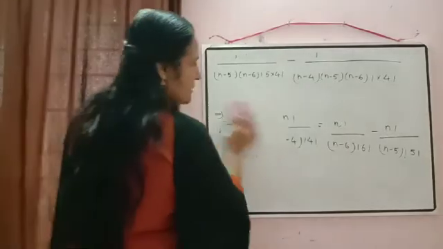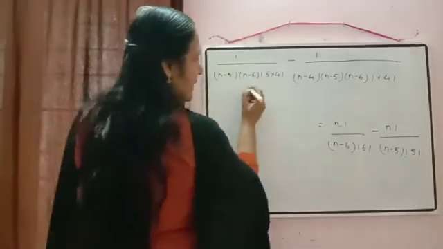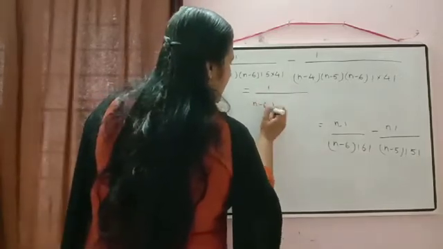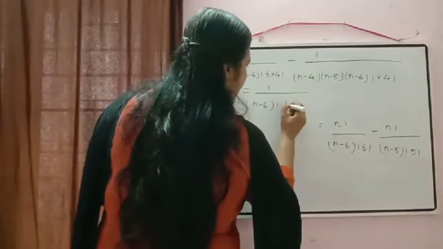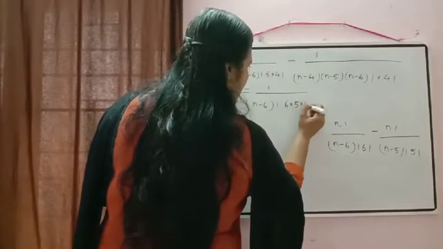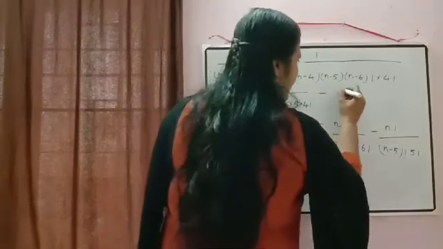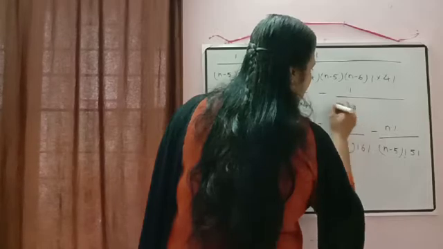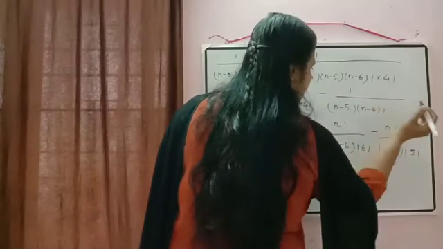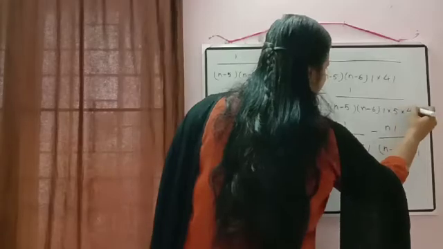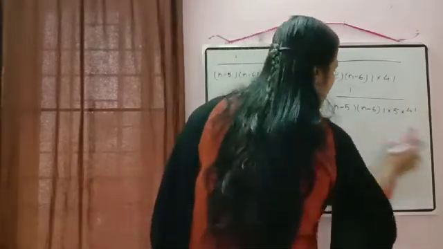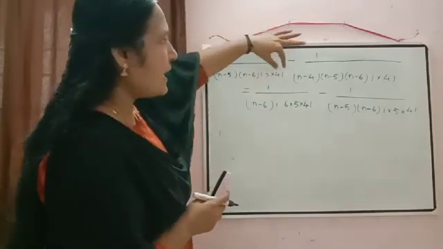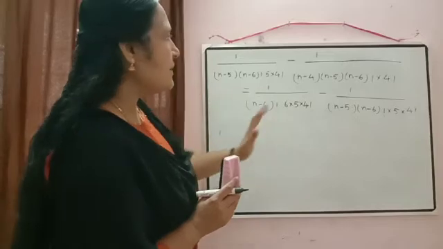Then equal to the right hand side. The right hand side I am writing here equal to 1 by (n minus 6) factorial, written as it is. 6 factorial can be written as 6 into 5 into 4 factorial, minus 1 by (n minus 5) factorial, which can be written as n minus 5 into n minus 6 factorial into 5 into 4 factorial. Now just to check what expressions are common in all the terms there: n minus 6 factorial and 4 factorial are common in all the terms.